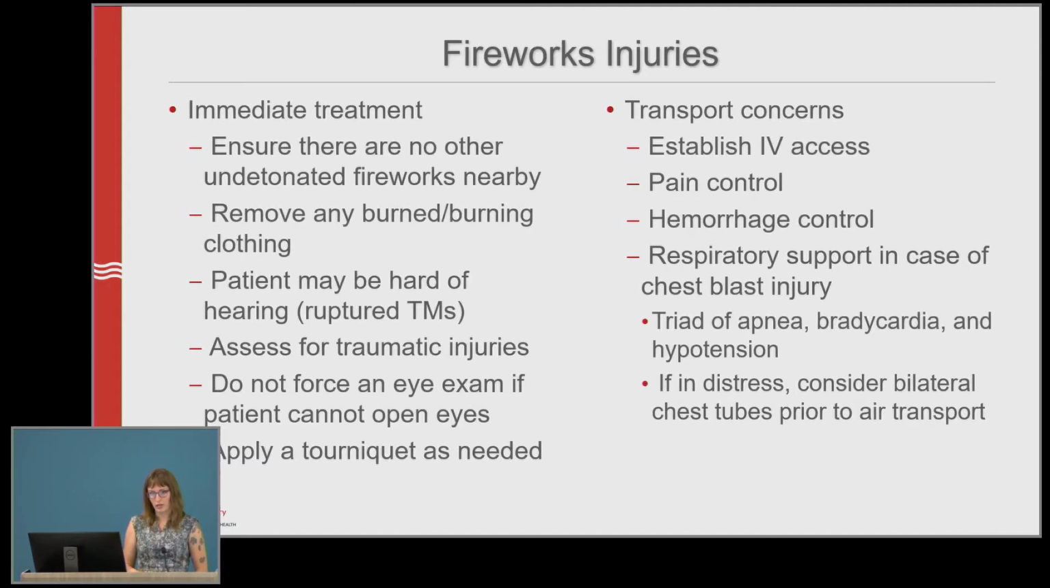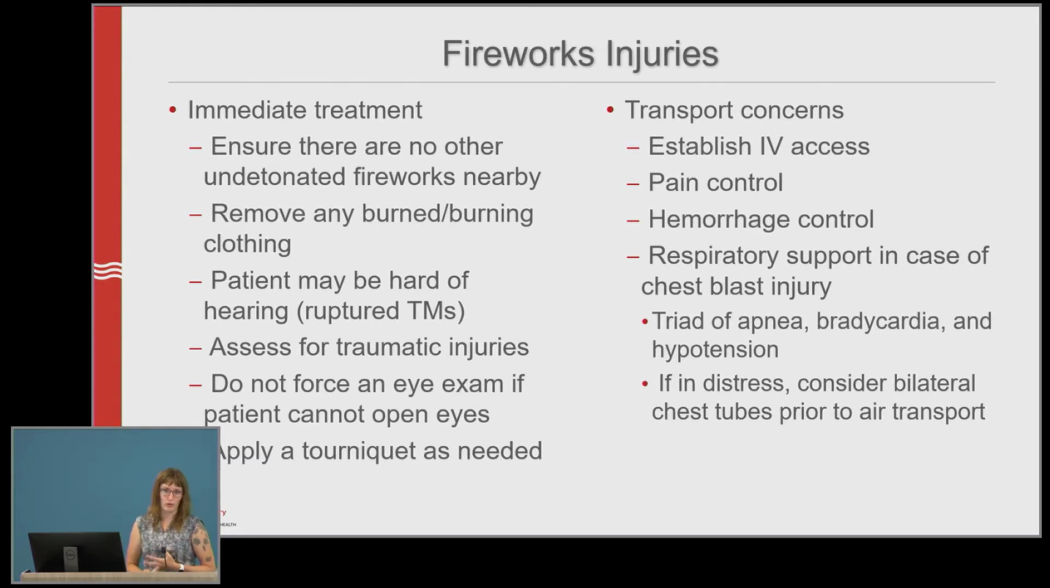Assess for any traumatic injuries. If you think they might have an eye injury and they won't open their eyes, do not force the eye open. Just get them to a hospital where they can give them good meds and get an eye exam. And if there are traumatic amputations, apply a tourniquet as you need to, because sometimes there'll be heavy bleeding from those extremities. En route to the hospital, you'd want to establish IV access and get pain under control.